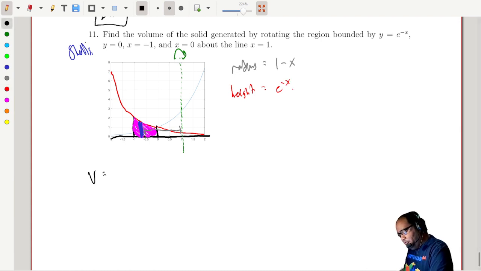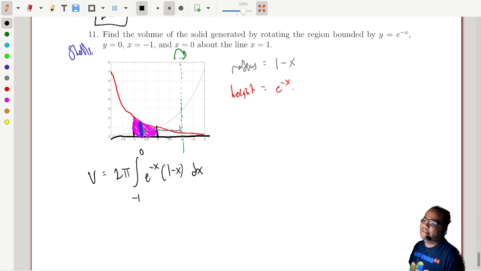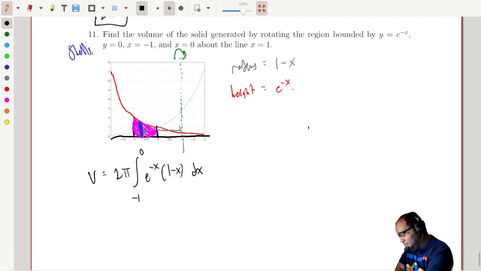All right, so what's our volume? 2 pi times the integral from minus 1 to 0, e to the minus x times 1 minus x dx. Multiply it out. One of those integrals is easy, and the other you'll have to use parts. But hey, you can use parts again for this one.